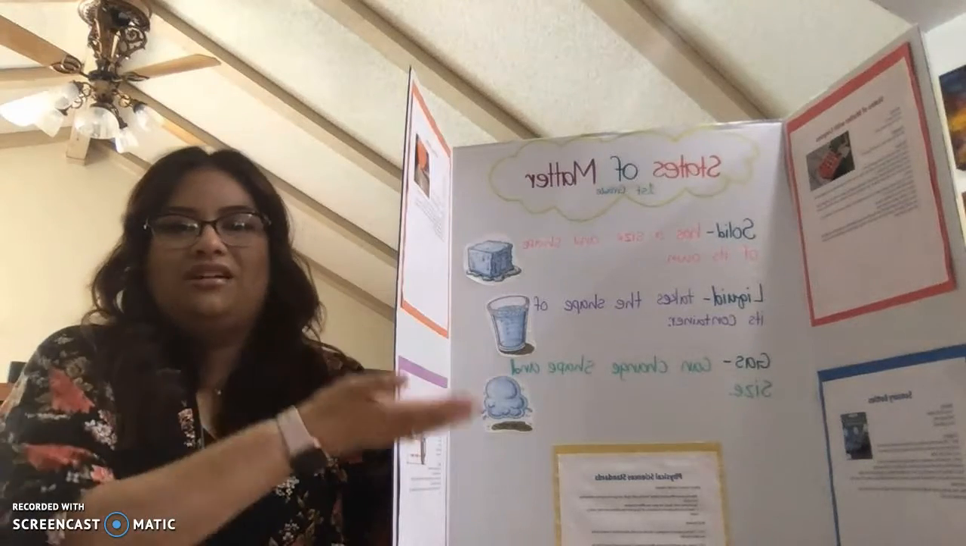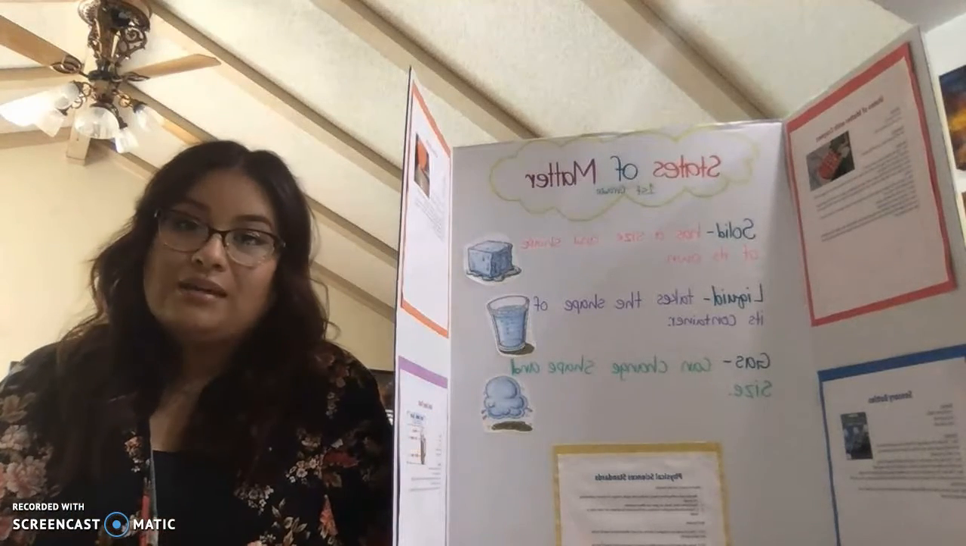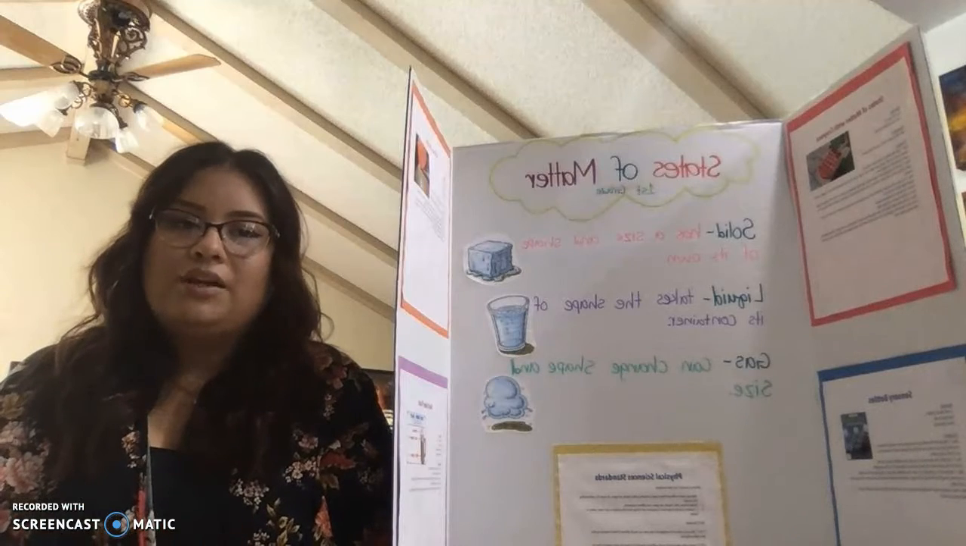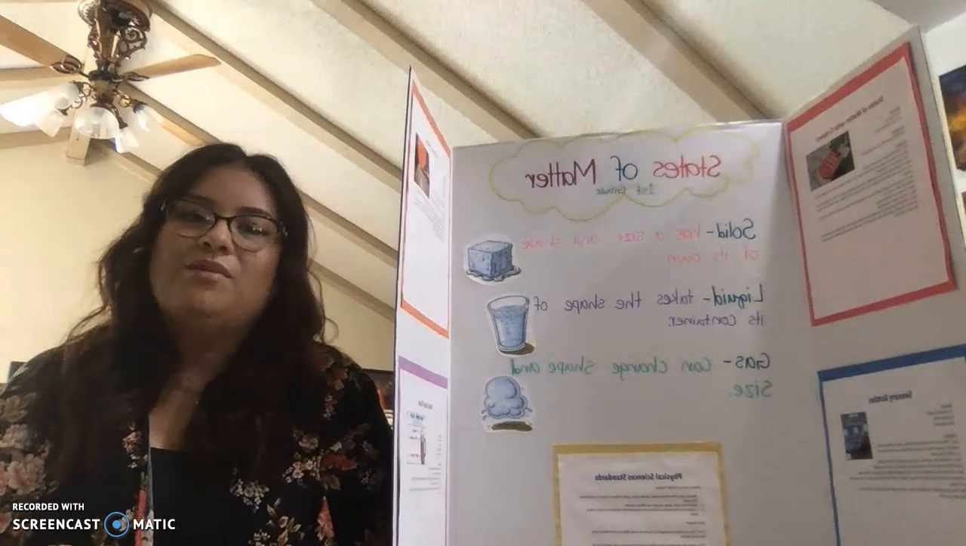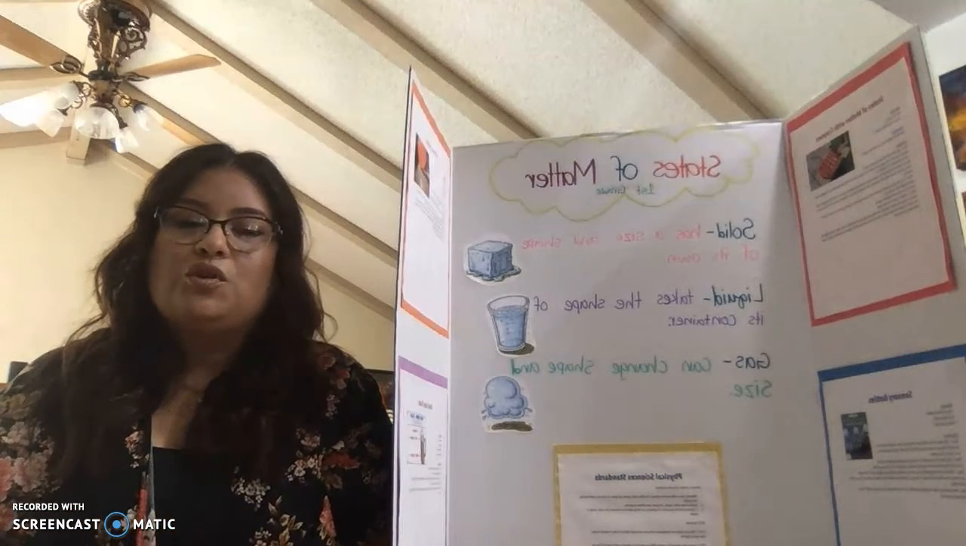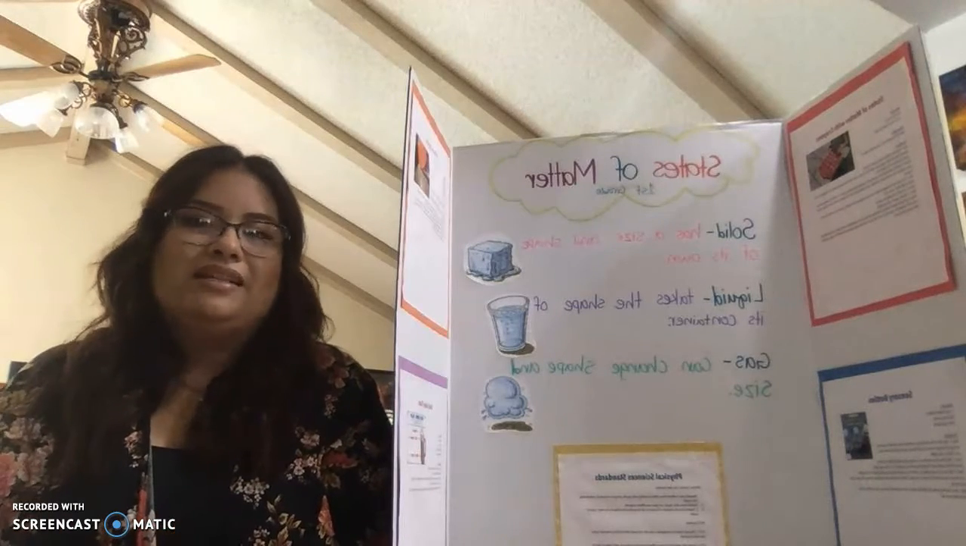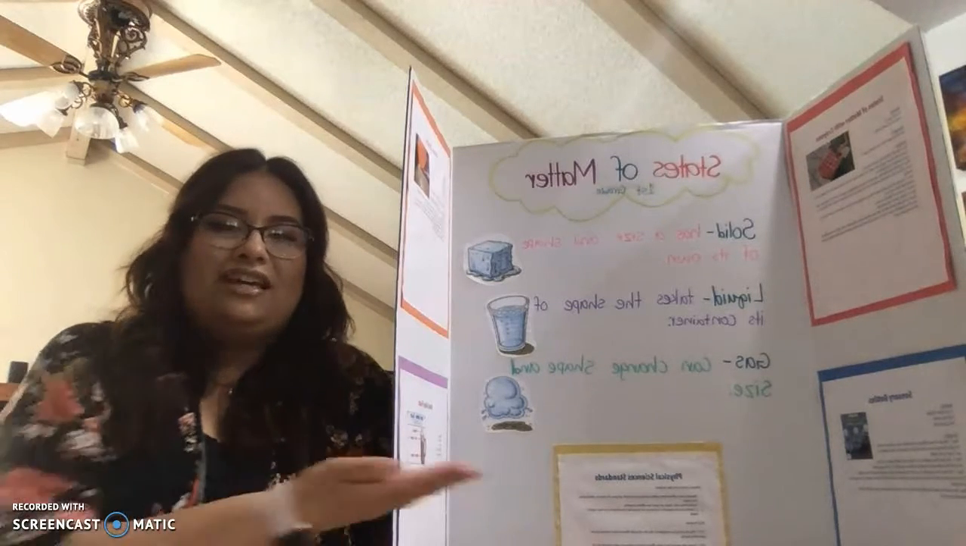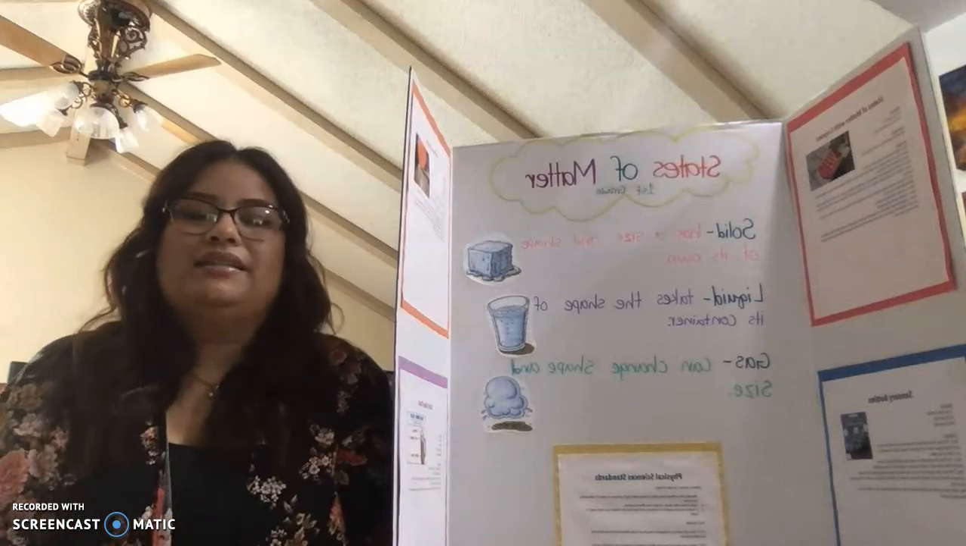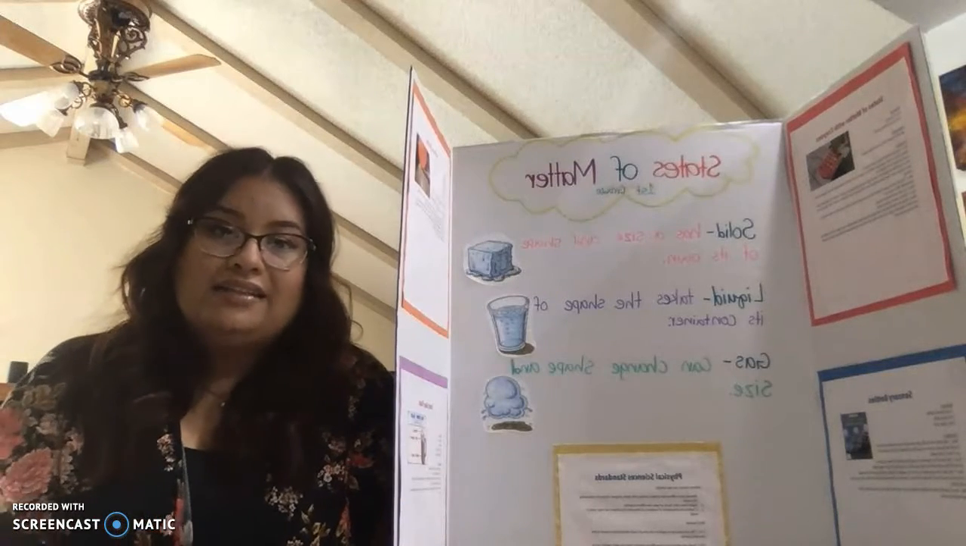In the center of our board, we have a quick summary of what a solid is, what a liquid is, and what a gas is. And then we also have some graphics to show a visual of what we mean by the different states of matter. Right here in this yellow box, we have our physical science standards.